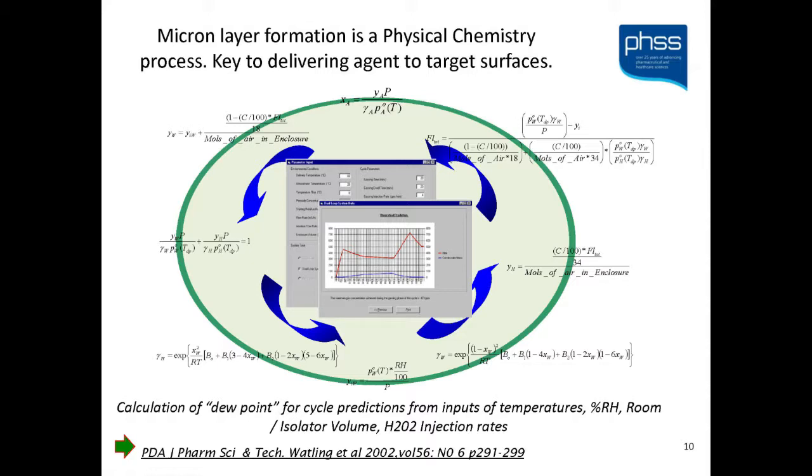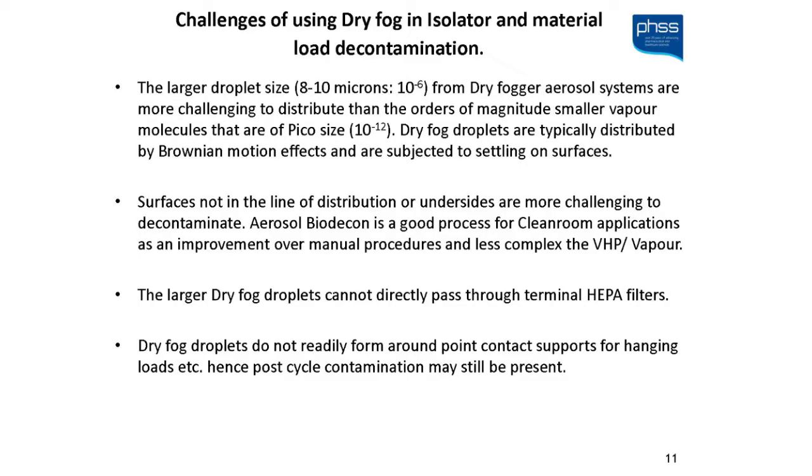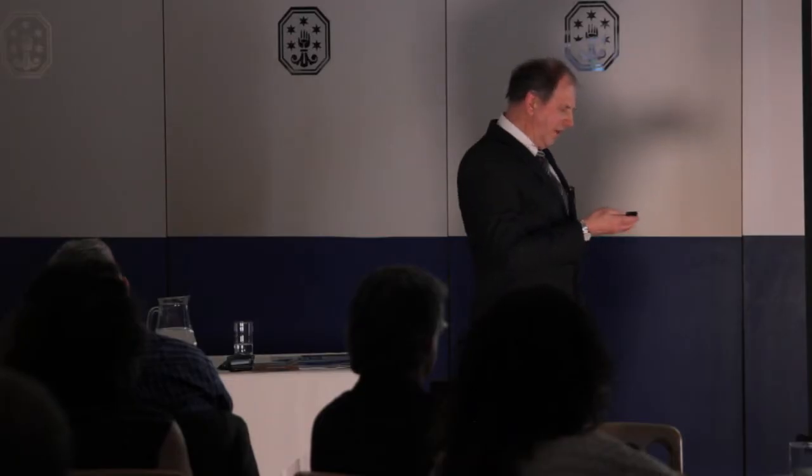But then you start to look at the process of application thereafter. So if you take a dry fog, that larger droplet size, probably 8 to 10 microns, really starts to look more like a static process, because you're relying on these droplets delivering onto surfaces. They cannot pass through Tyvek, they cannot pass through HEPA filter membranes, and they don't readily form around point contact supports until there's enough there to actually saturate that location.